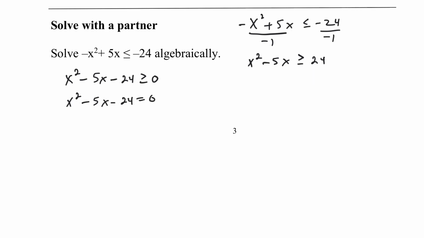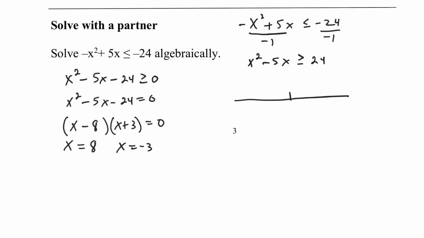So you have to find the factors of 24, and they're going to help us factor this: x minus 8, x plus 3. So I know our critical points are x equals 8 and x equals -3. So make a number line. We have 0, we have -3, and this is a critical point, and there's a critical point.